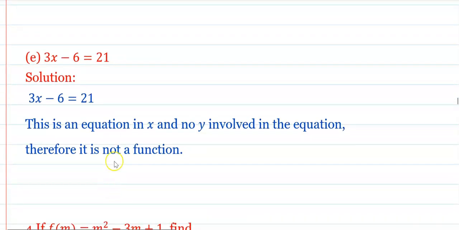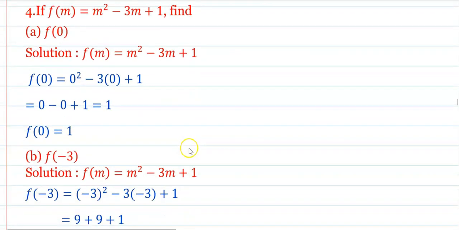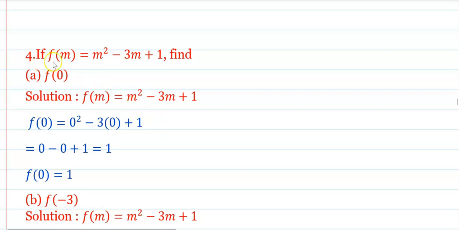Now the next, 3x minus 6 is equal to 21. This is an equation in x. No y is involved in the equation, and therefore it is not a function. Now the next, question number 4. If f of m is equal to m square minus 3m plus 1, find f of 0.